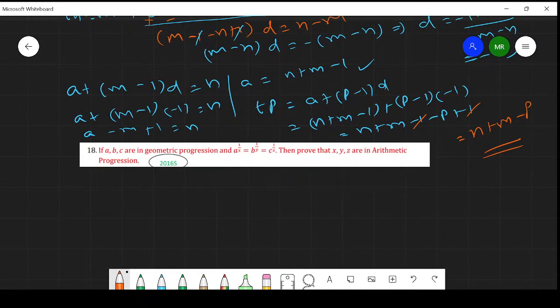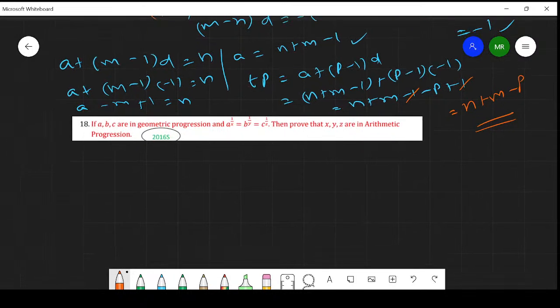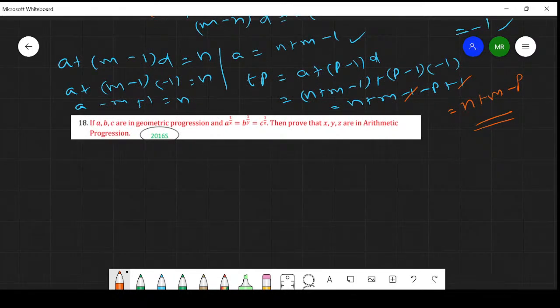If a, b, c are in geometric progression, and a power 1 by x is equal to b power 1 by y is equal to c power 1 by z, prove that x, y, z are in arithmetic progression. a, b, c are in GP, they are given.